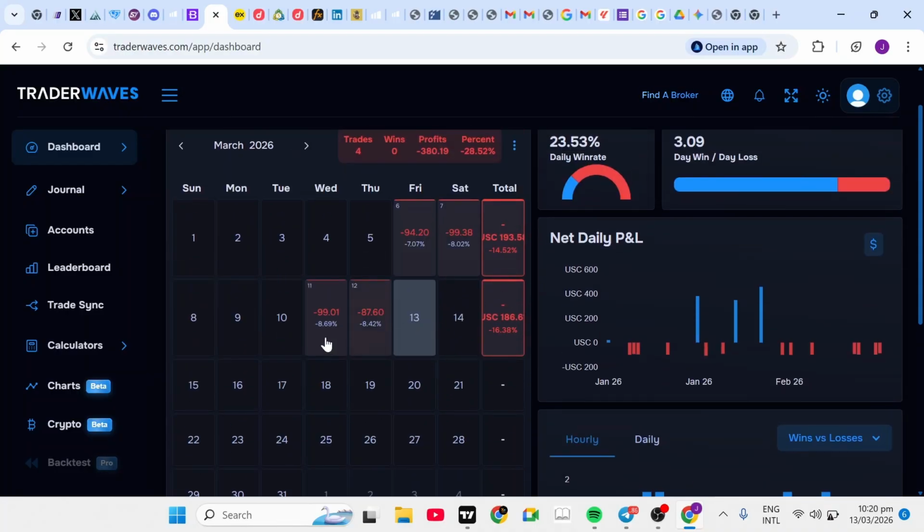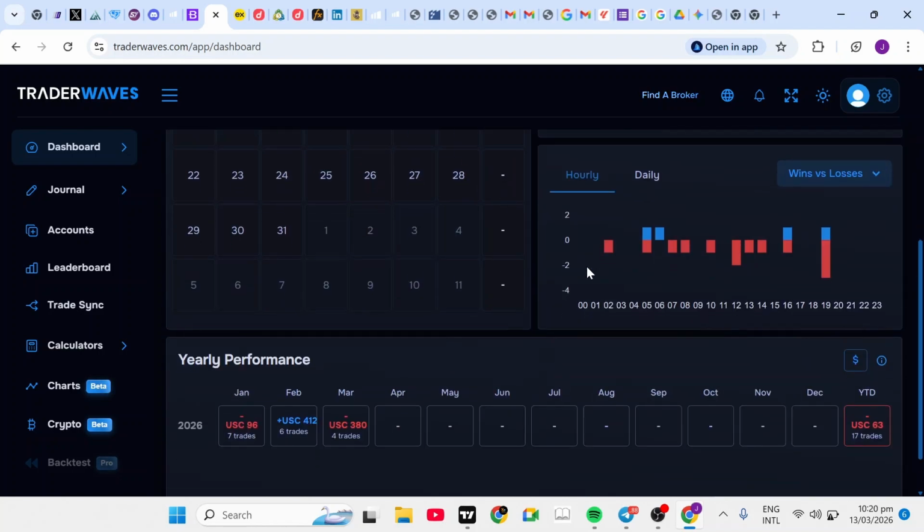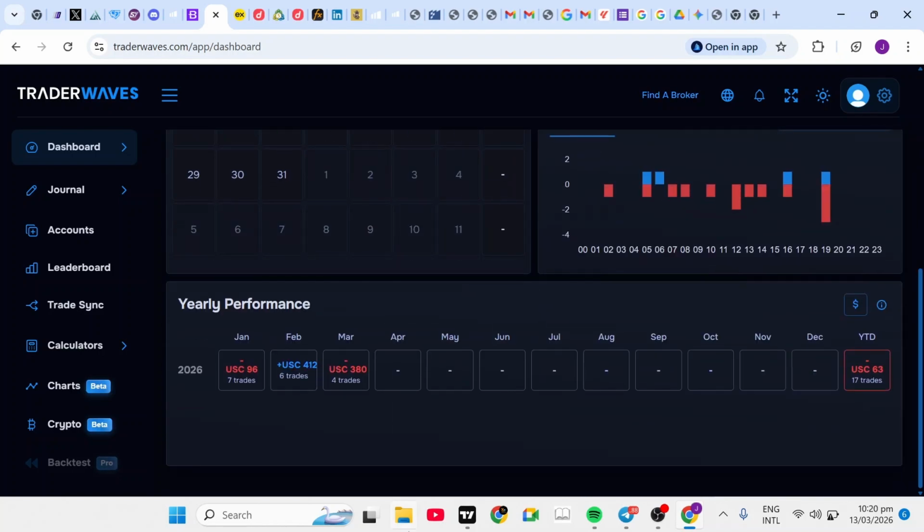So let's see, this week this was the first trade, which came out for a minus 99-cent loss, which is equivalent to $1, and this came out for minus 87 cents, or approximately $1. So we lost about $2 this week, and our daily win rate sits at 23.53%. So this is all we did on the account.